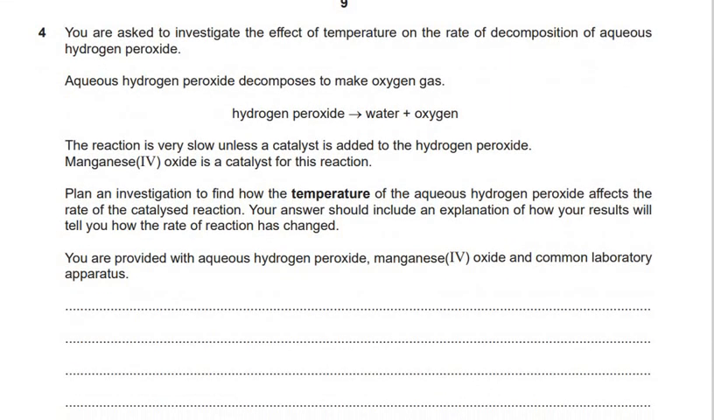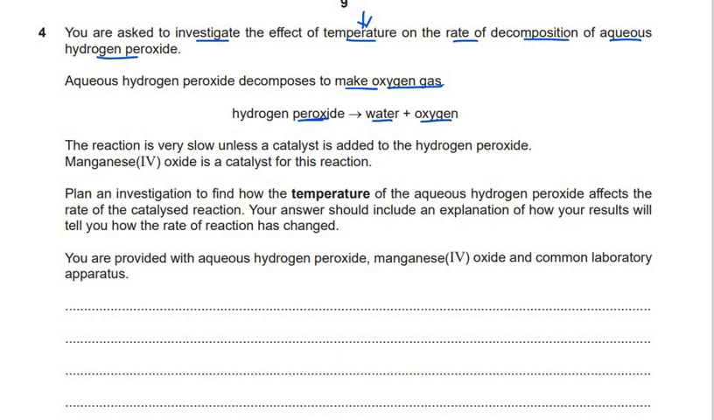Let's go ahead with question 4. It says you are asked to investigate the effect of temperature on the rate of decomposition of aqueous hydrogen peroxide. So we're going to decompose hydrogen peroxide, and we're going to see the effect of temperature on the rate of this reaction. And hydrogen peroxide decomposes to make oxygen gas. So here is the equation given in words. Hydrogen peroxide decomposes to give water and oxygen.